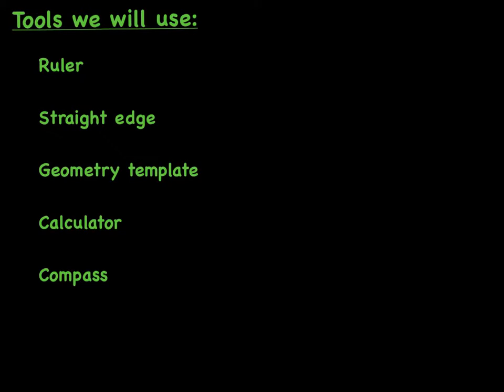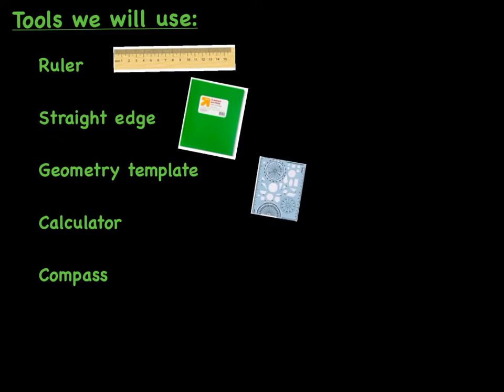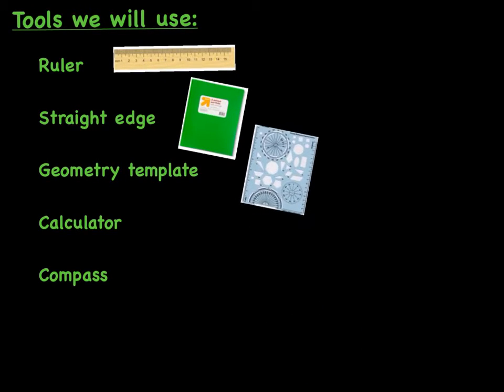In this unit, we'll be using lots of different tools to help us. We'll be using a ruler to help with our measurement. We will be using straight edges. This is an example of a straight edge. It's a folder, and it can be used to draw straight lines. A ruler is also a straight edge. And we also have our geometry template that we'll be using. It is actually also a straight edge that has a ruler on the side. It's got many different shapes and a protractor.